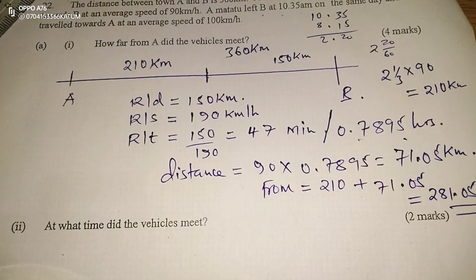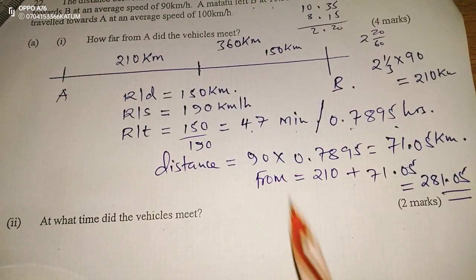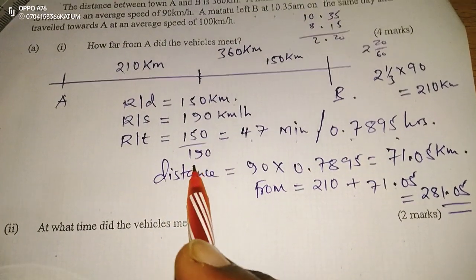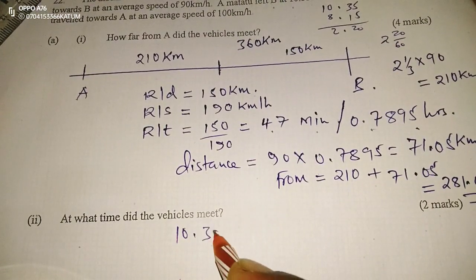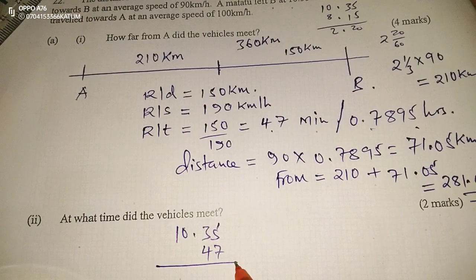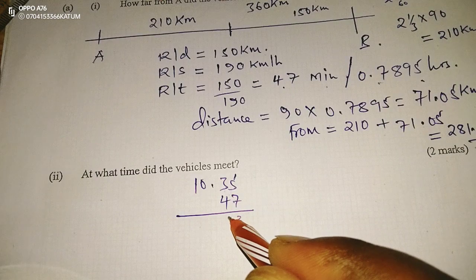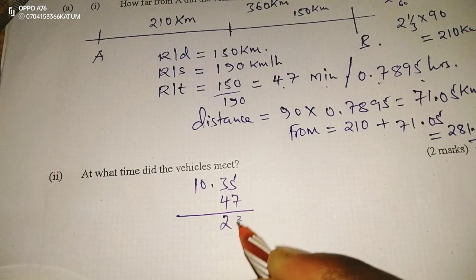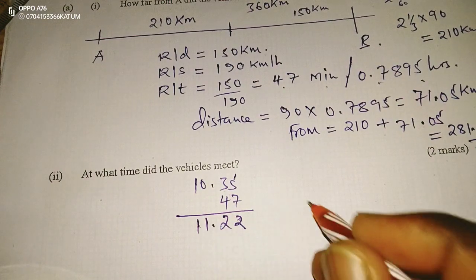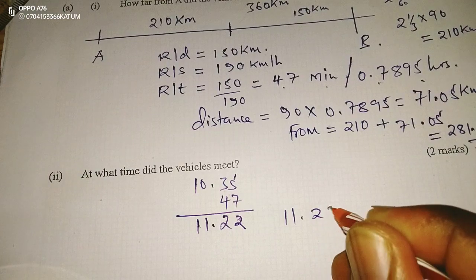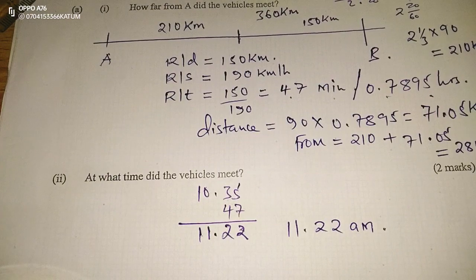At what time did the vehicles meet? These vehicles are meeting after 47 minutes, and they had started moving together at 10:35 a.m. So 10:35 a.m. plus 47 minutes. We have 35 plus 47 is 82, whereby we will remain with 22 minutes and carry 60 minutes as an hour to have 11:22 a.m. on the same day. That is the time they shall meet.